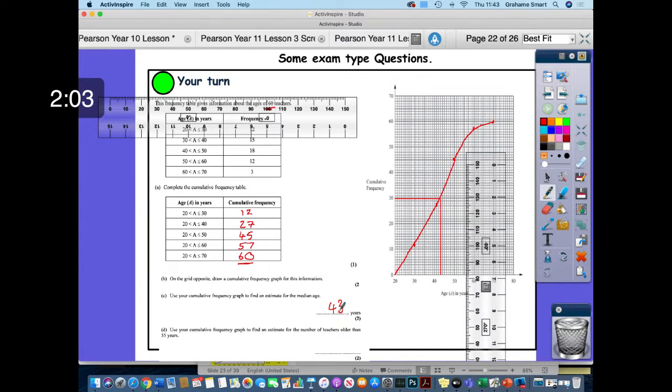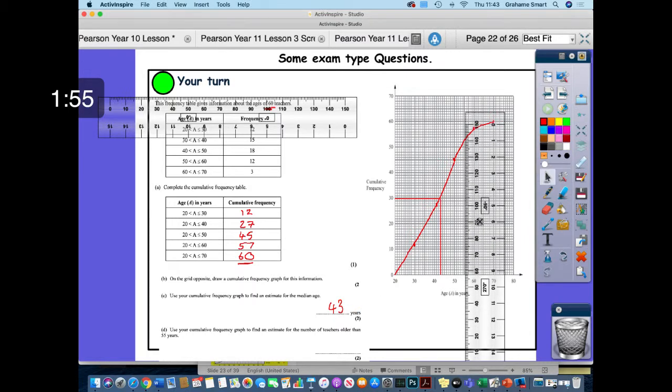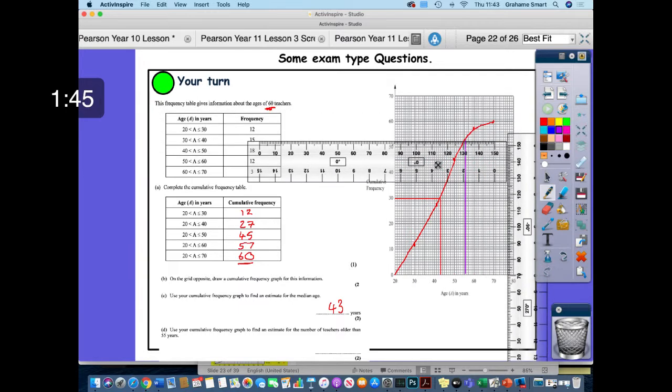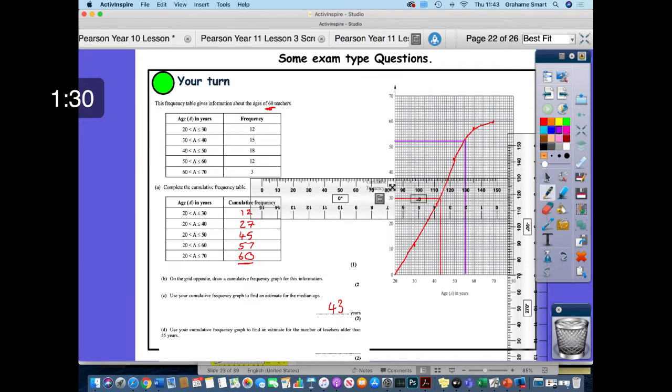Use your cumulative frequency graph to find an estimate for the number of teachers older than 55 years. So I'm going to plot that there. I'm going to draw a line up to where it meets, and then I'm going to go across. Just trying to be as accurate as I can. It's not always easy with this system because it's hard to be bang on. There we go. That looks a bit better. And go across there. And what's my estimate there? I'd say 52.